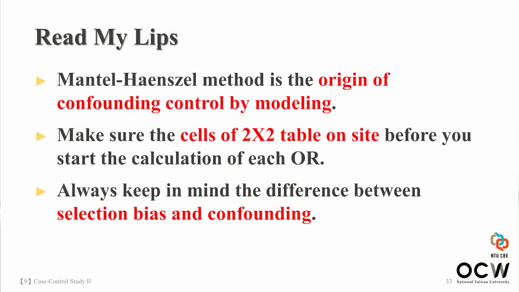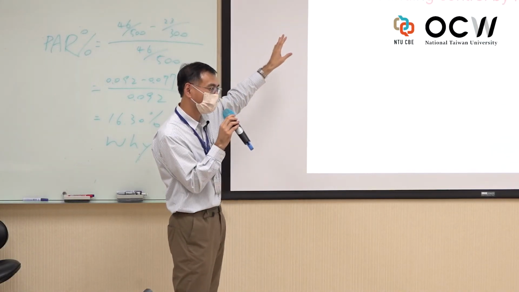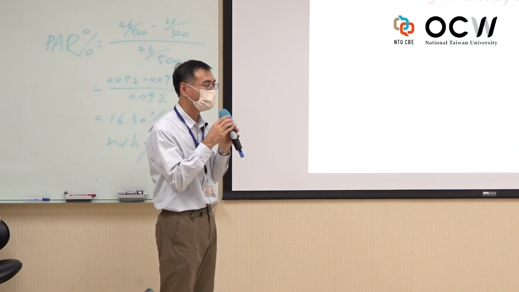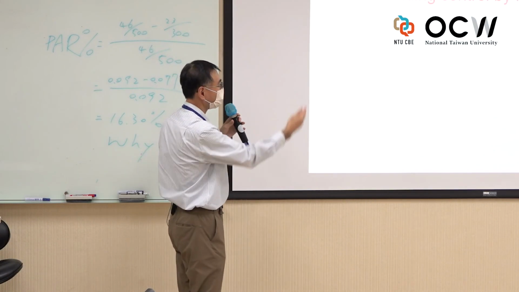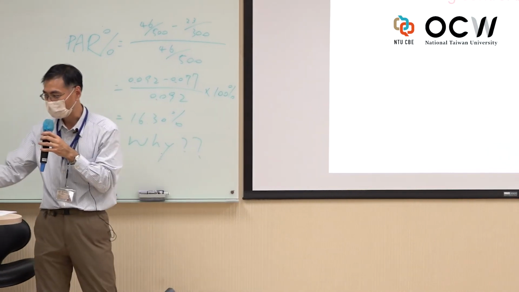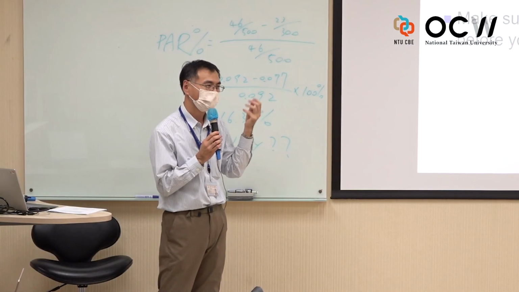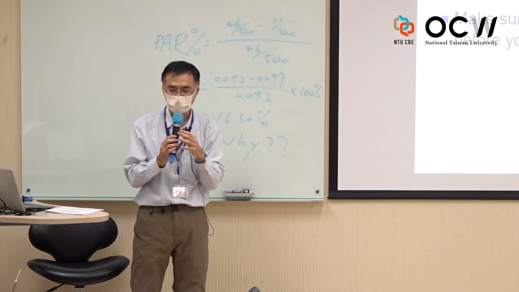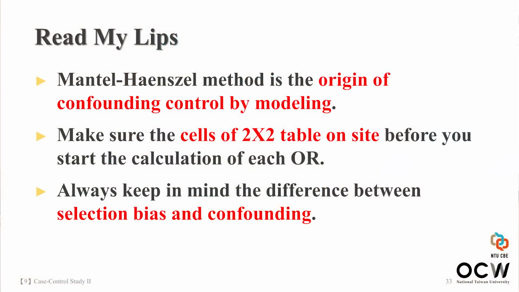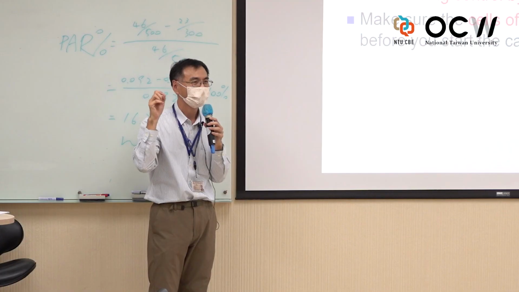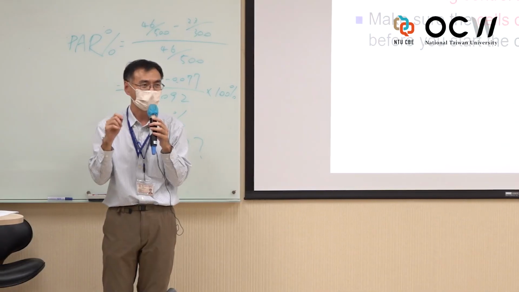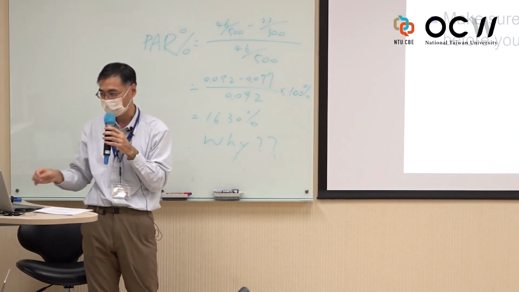Read my lips. The Mantel-Haenszel method is the origin of confounding control by modeling, because it's only applicable for categorical variables, right? But if we expand the idea by chopping them into many small 2x2 tables, then that's the origin of the modeling method development. So it's very important to know the essential or basic structure or the process to do it. And make sure the cells of the 2x2 table, the A, B, C, and D, are put in the right position before you can perform a correct estimation of the odds ratio, AD over BC.